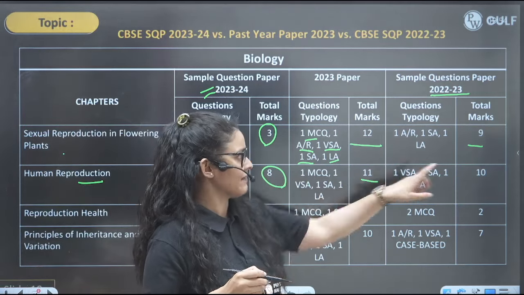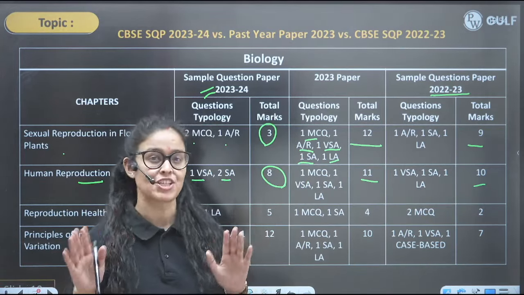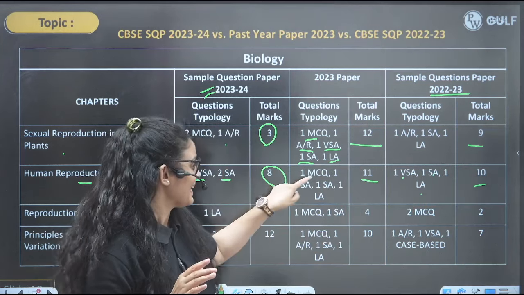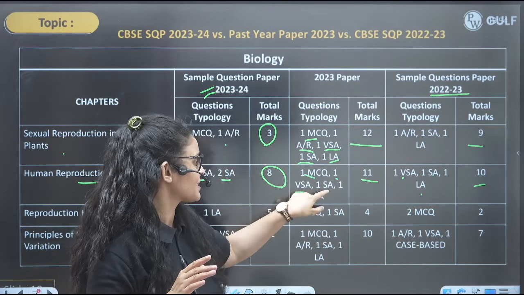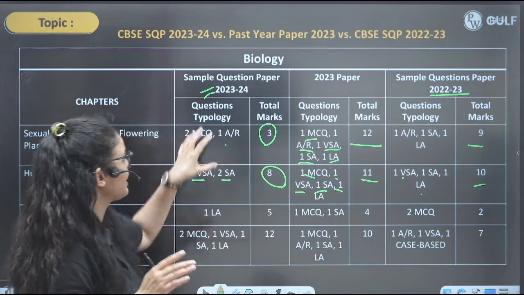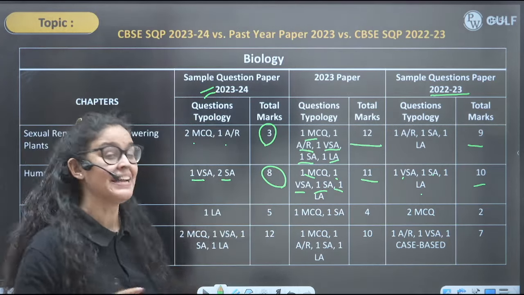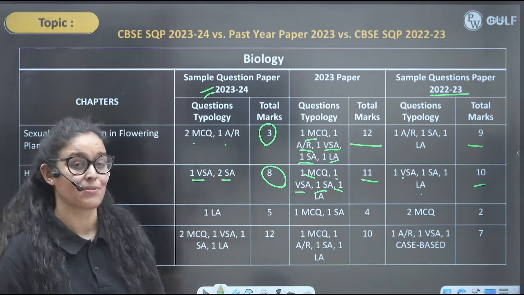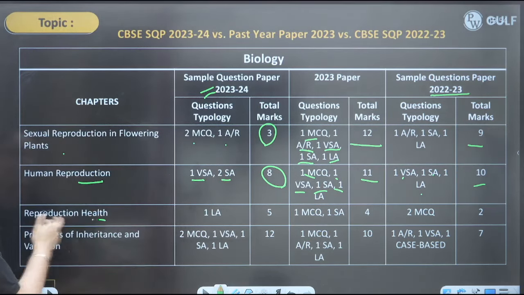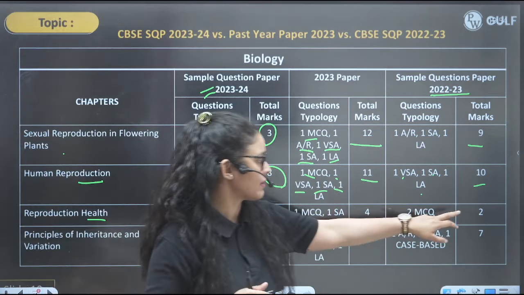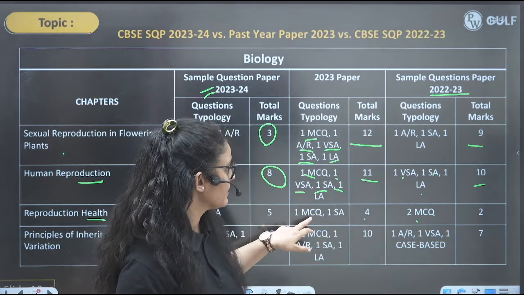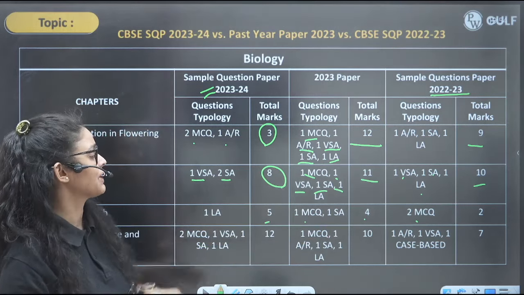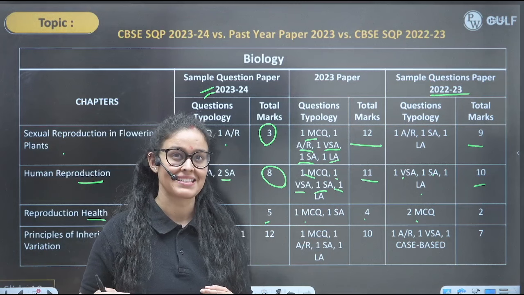For human reproduction, they have asked this many questions in their sample papers. Last time, in 22, they asked 10 marks of questions, very short answer and long answer type. Here: 1 MCQ, 1 very short answer, 1 short answer, 1 long answer. On the basis of the sample papers we analyzed, we know they have asked this much from this chapter. Next, reproductive health. In 22 they asked 2 MCQs, and in 23 they asked 1 MCQ and 1 short answer, total 4 marks, and this time 1 long answer, 5 marks.